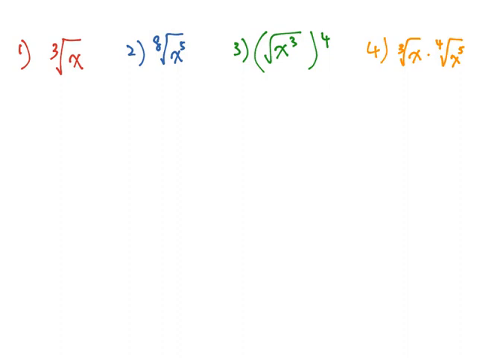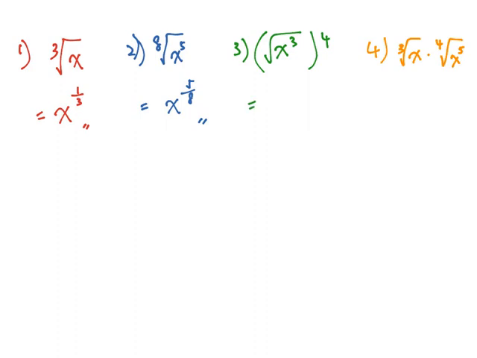Now I give you 3 minutes. Try to finish question 1 to question 4. Let's check the answer. Question 1, it is x to the power 1 over 3. For question 2, x to the power 5 over 8. The 8 is outside the square root, so 5 over 8.